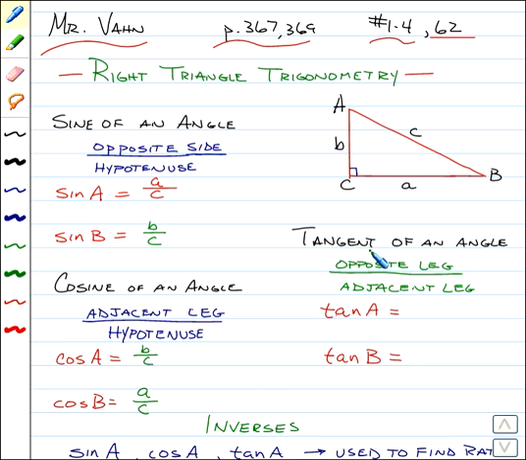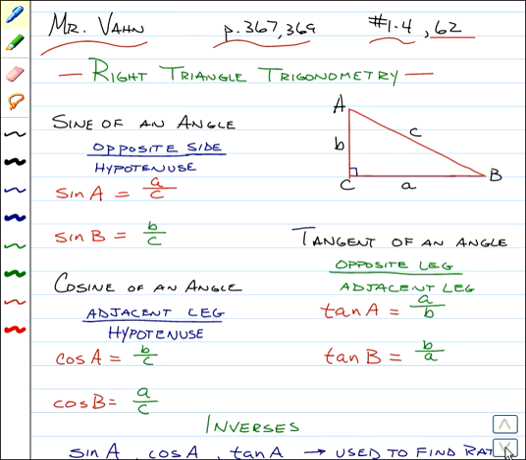Then the tangent of an angle is the ratio of the length of the opposite leg over the length of the adjacent leg. So the tangent of A is its opposite leg a over its adjacent leg, which has a length of b. The tangent of B is its opposite leg of b over the adjacent leg of a. So that's how we set up those ratios. And we get a ratio for every angle, and it's always the same. If B is 30 degrees, you're always going to get the same cosine for B, the same sine for B, and the same tangent for B at 30 degrees.